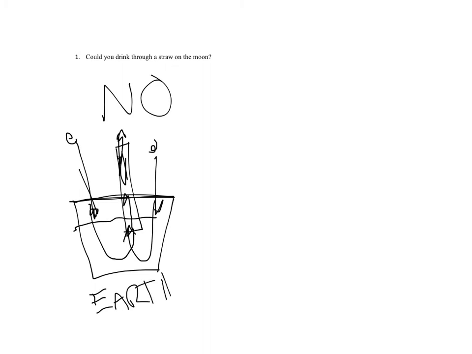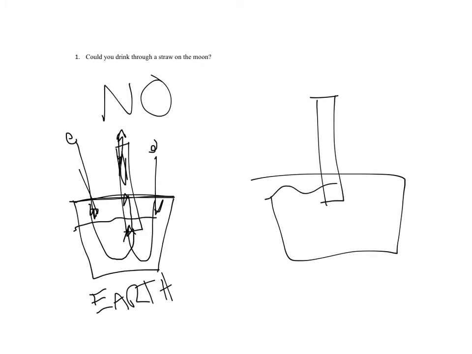On the moon, there is no air. There's no pressure outside. So it doesn't matter how much you lower the pressure inside the straw. There's no pressure out here to push down on the liquid. So the liquid will never be pushed up through the straw because there's nothing pushing it. You can't drop the pressure inside the straw below zero, so there's never going to be that difference between the outside pressure and the inside pressure, which causes liquid to flow up through the straw.